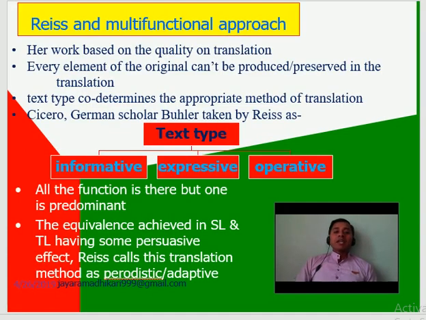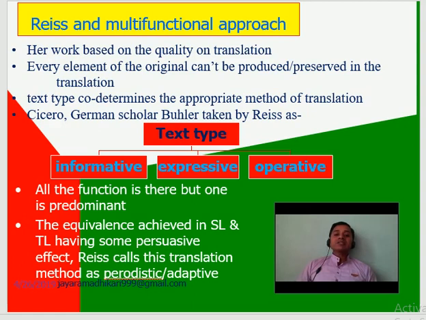While dealing with these things in Reiss's approach, Reiss talks about a multifunctional approach, or her work is based on quality and translation. She says that every element of the original text can be reproduced and preserved in translation. She also mentions that the text type co-determines the appropriate method of translation. The concept which I talked about by Cicero is taken by the German scholar Buhler in his work, and the same concept is taken by Reiss in her work.